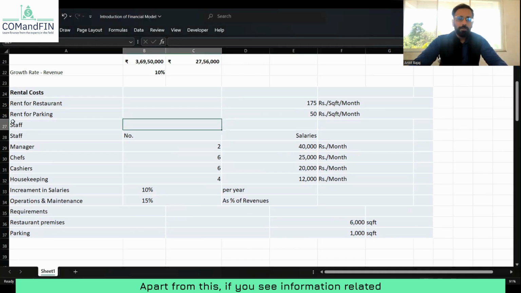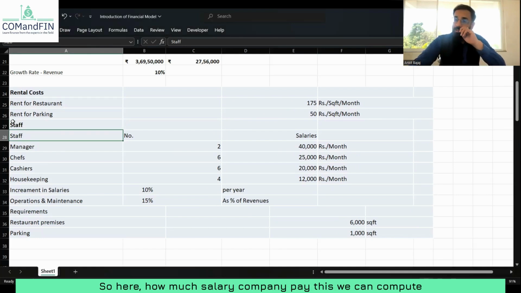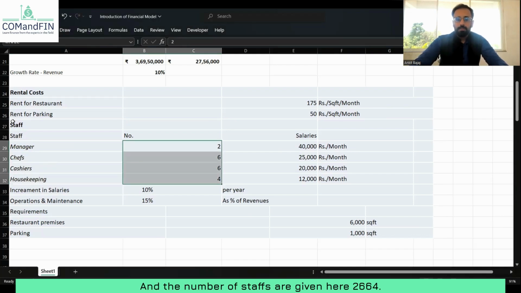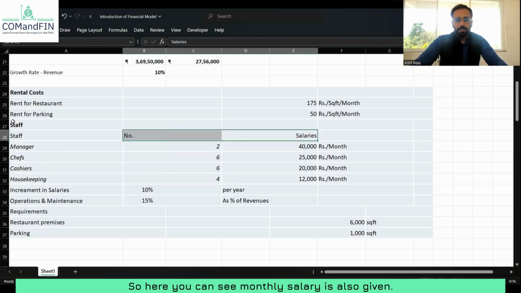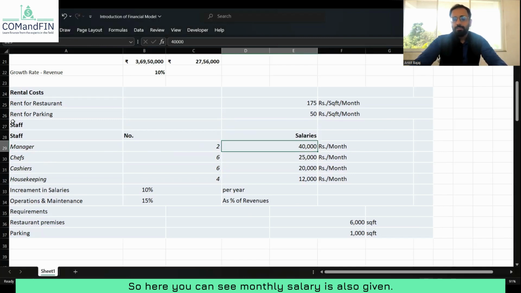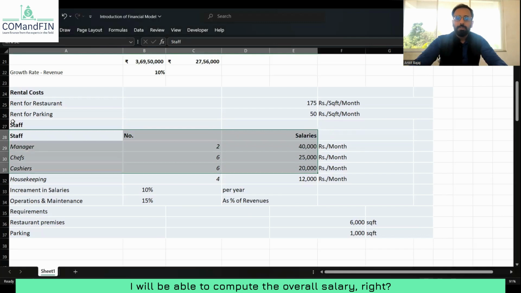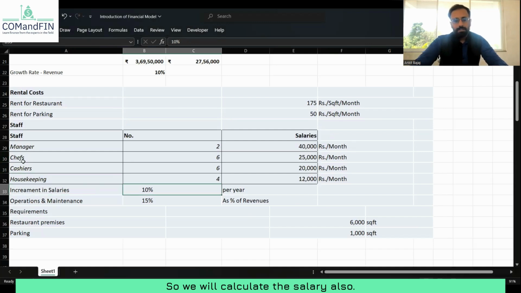Apart from this, information related to staff is given, right? So here how much salary company pays, this we can compute with the help of this information. So company has hired manager, chef, cashier, and housekeeping staff. And the number of staff are given here, 2, 6, 6, 4. And how much salary company pays in a month? So here you can see monthly salary is also given. That is 40,000, 25,000, 20,000, and 12,000. So with the help of this data, I will be able to compute the overall salary, right? So we will calculate the salary also.